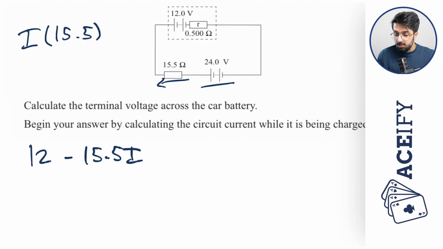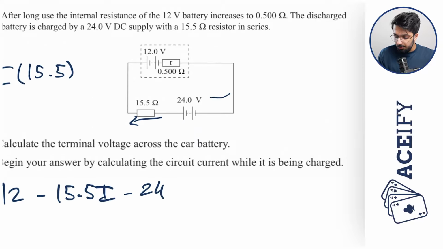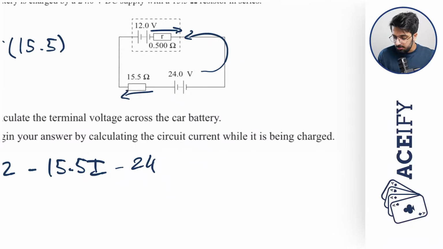And then we have an opposing power supply, because this is going in the opposite direction to what we are traveling in. We're traveling this way, but the power supply is going in this way. And so we minus 24, and then we come up all the way over here, and we have another voltage drop due to the internal resistance. And so this is minus 0.5I. This is all equal to 0.